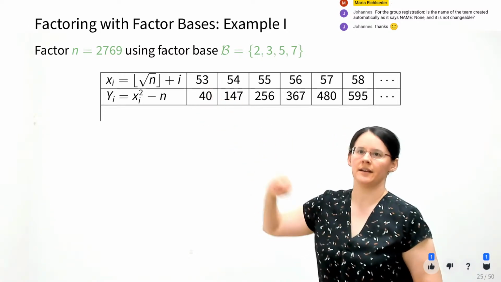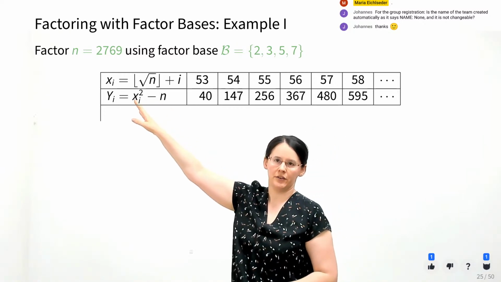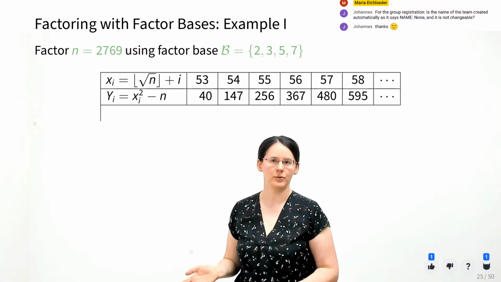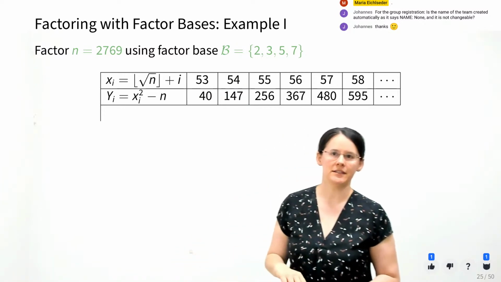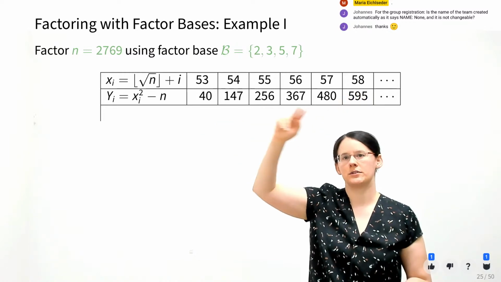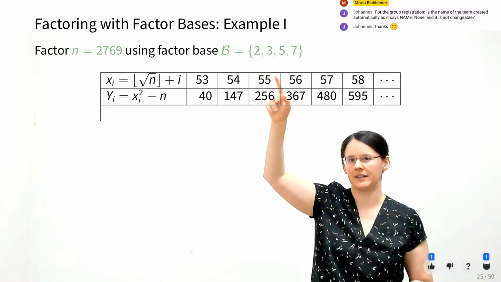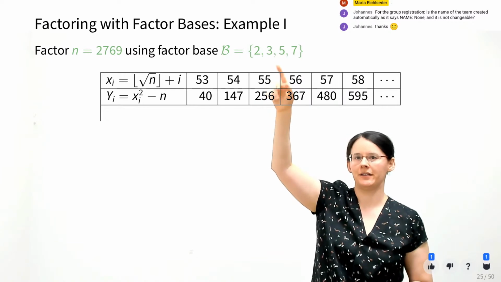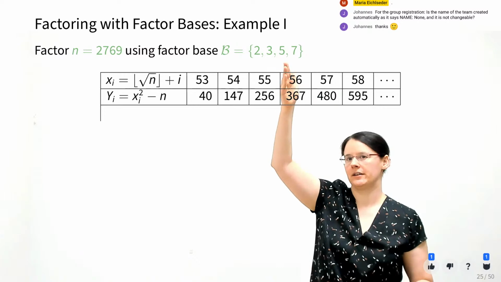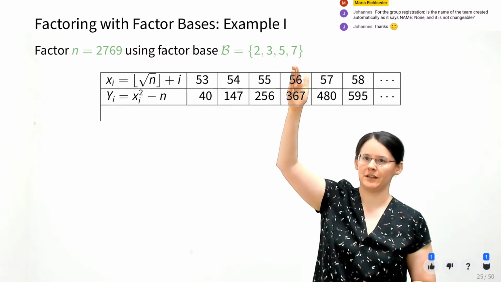Now I need to test: are these numbers y here factorable with respect to this factor base? How do I do this? Well, the easiest way is I just take each of these numbers. I first divide them as often as possible by the first factor, then as often as possible by the next one, until I'm done. And if at the end I'm ending with 1, then I was successful, and else no.